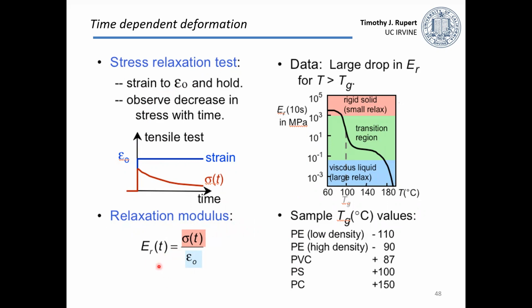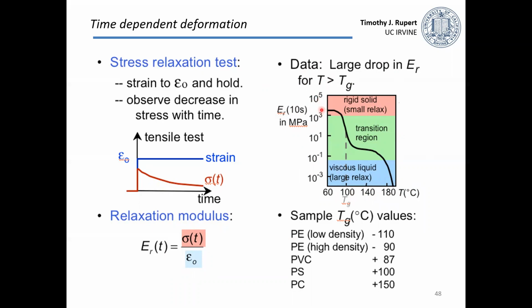And this must be taken at a given time. And what you do is you take that stress at the time and divide it by the applied strain. Okay. On the right here, I'm showing an example of what you might see in some real data. Here's relaxation modulus taken at 10 seconds for a given polymer as we heat up the sample, or to look at it at different temperatures.